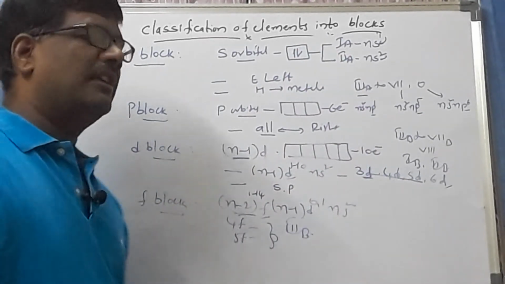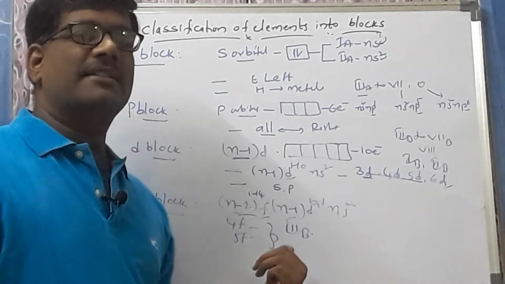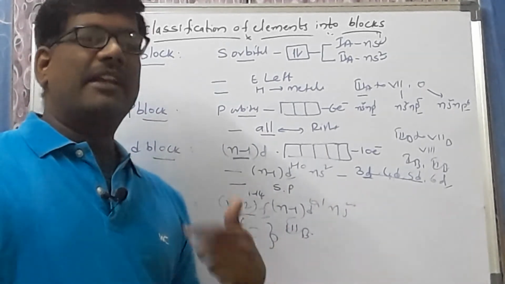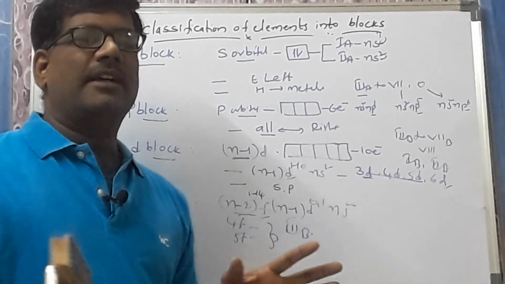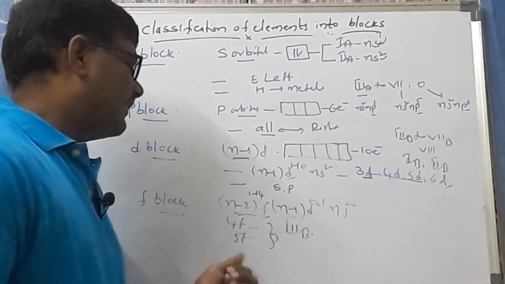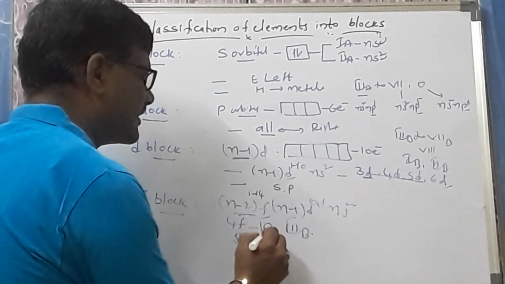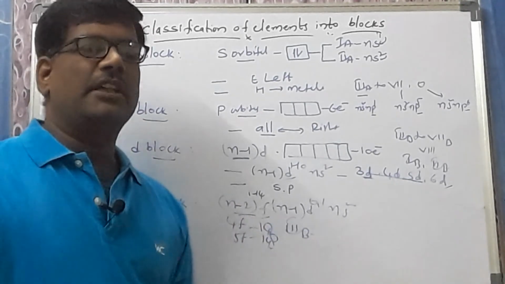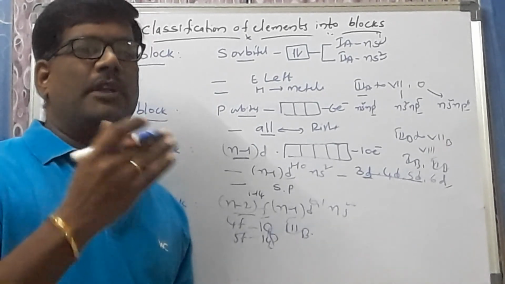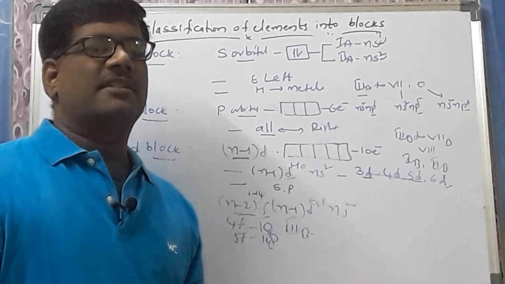What about the F block elements? The F orbital has 7 orientations and can accommodate 14 electrons. We would require 14 groups, but we do not have 14 groups; instead we have 2 series, 4f and 5f. Each series consists of 14 elements, 28 elements in total, which are placed below the main table in the form of a small table.